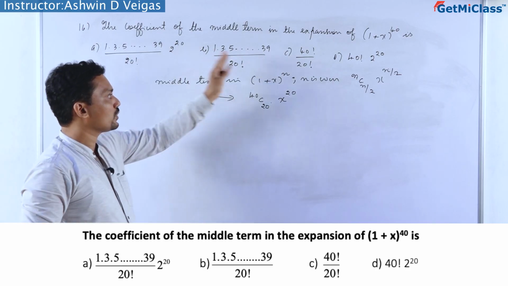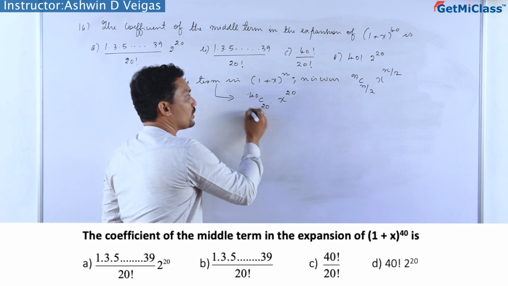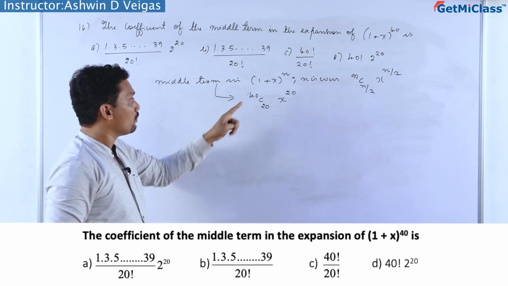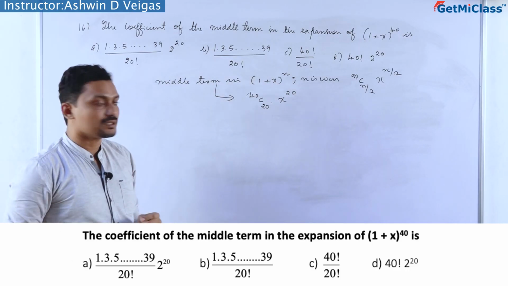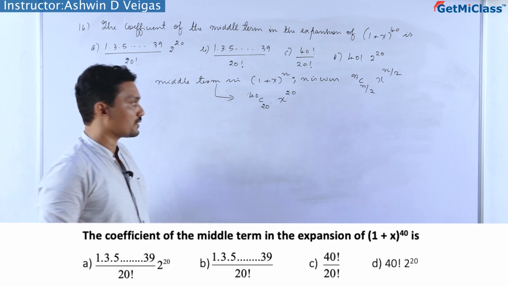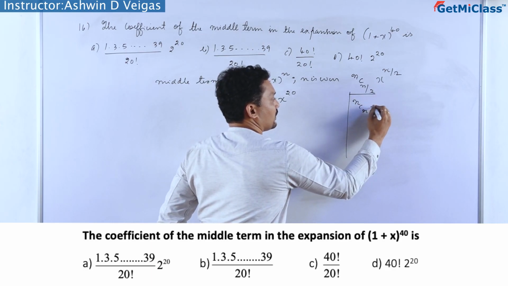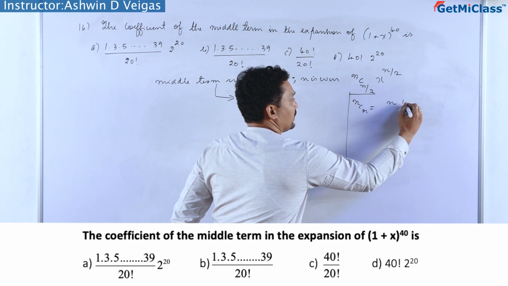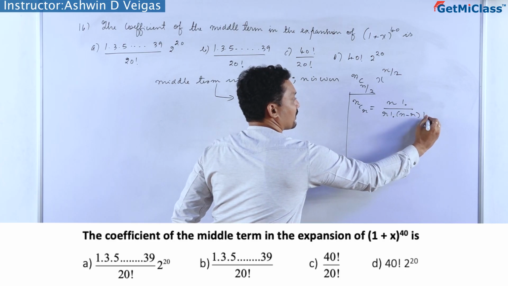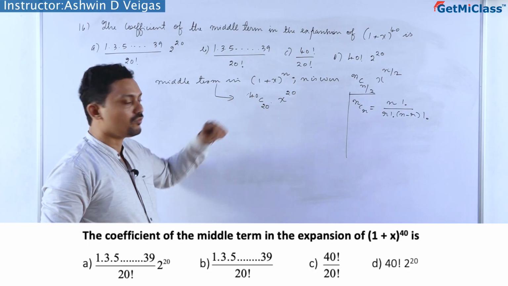But if you look at the options, since it asks for the coefficient of the middle term, the coefficient will be 40C20. The middle term will be 40C20 x^20, but 40C20 is not there in any option. So, what we have to do is use the formula for nCr. I will write that formula in combination. nCr is given by n factorial divided by r factorial into (n minus r) factorial. So, we will use that formula for 40C20.